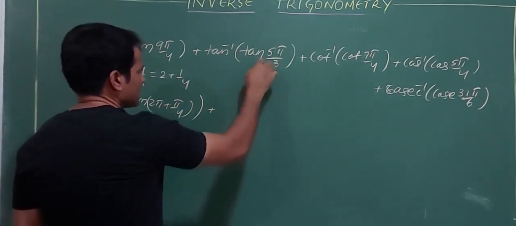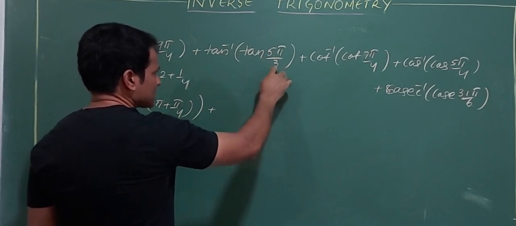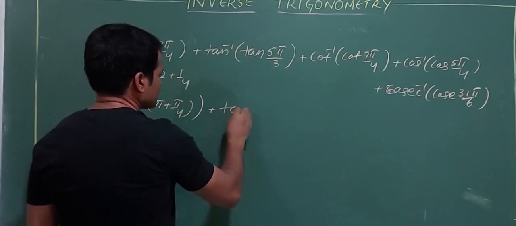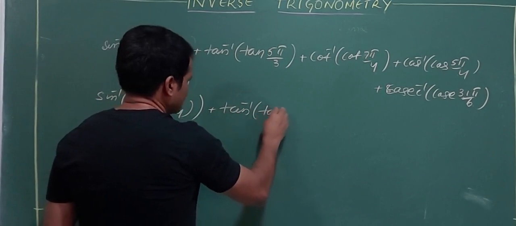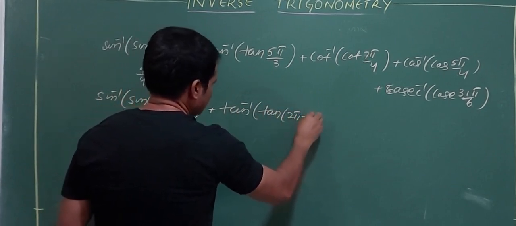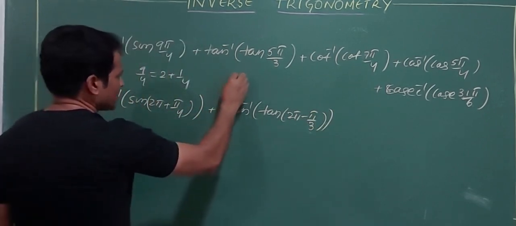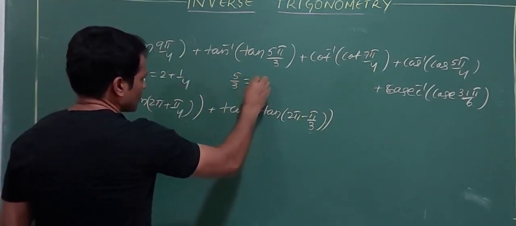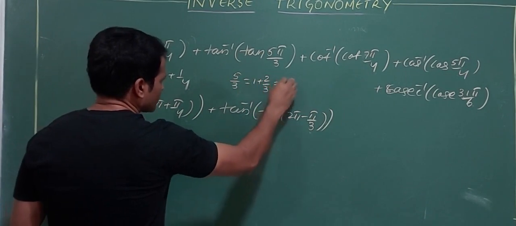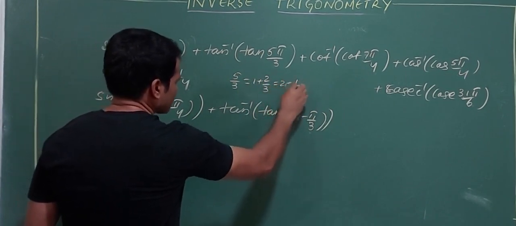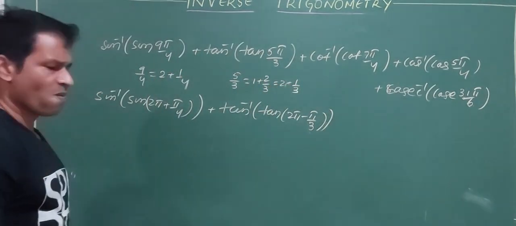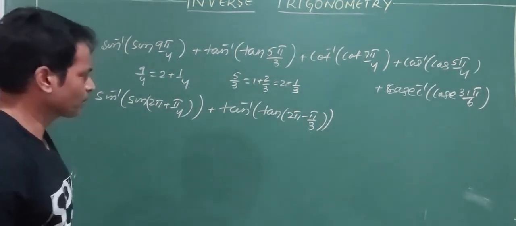This is tan inverse tan 5 pi by 3, plus tan inverse tan minus pi by 3. How I did it? Again I am explaining you. 5 pi by 3 can be written as 2 pi minus pi by 3, or pi plus 2 pi by 3. Whichever you like you can do. Alright?